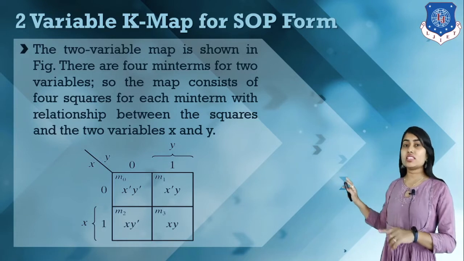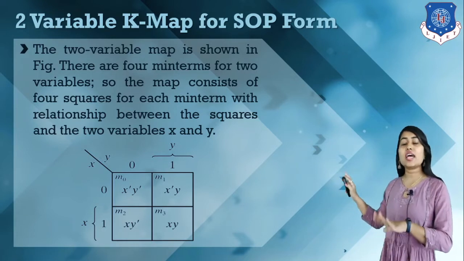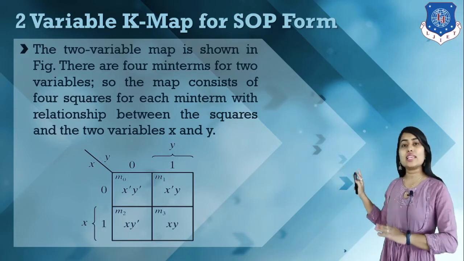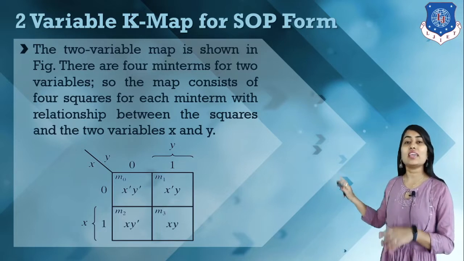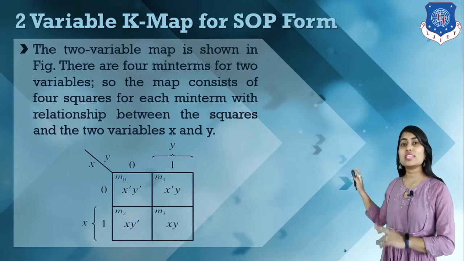Now here y is written like this, and y is equal to 0 or y is equal to 1. Whenever y is equal to 0 it is written as y dash, and for y equal to 1 it is written as y.